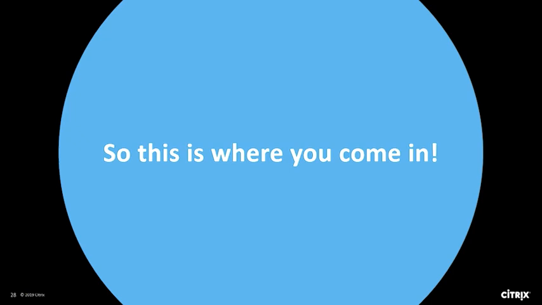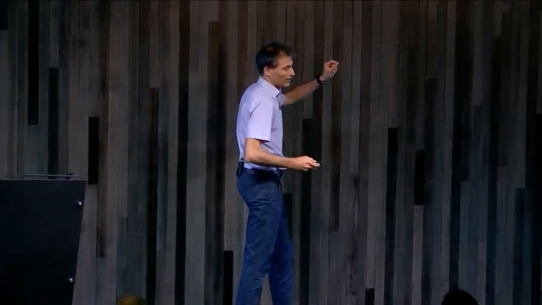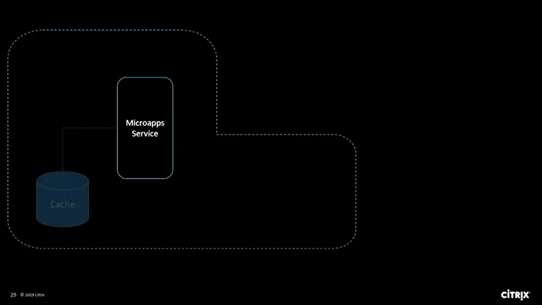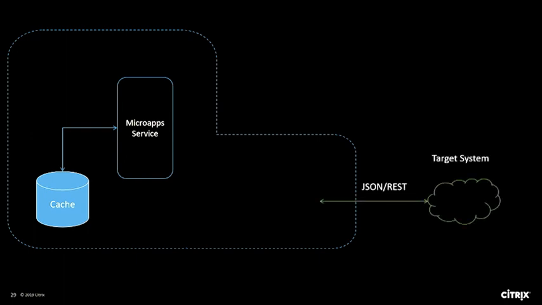They need help. And so what we're trying to get you to be able to do after these 2 days is use the tools in order to create new data integration providers and new microapps. So how do you do that? So here's our Microapp service. This is Citrix Cloud again. Here's our cache. And here is our target system of record.